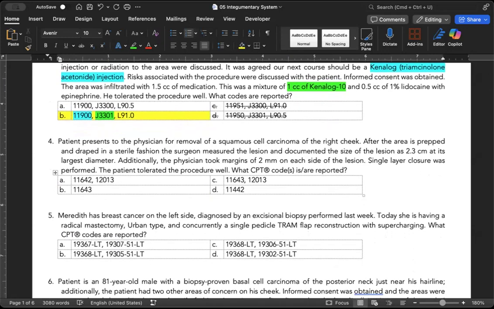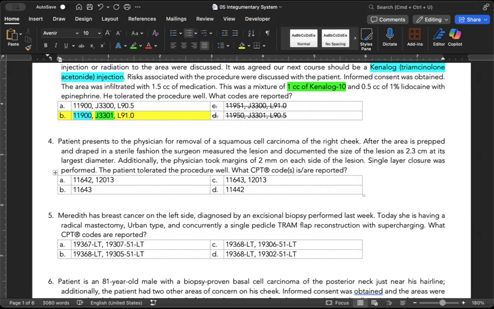Number 4, we've got patient presents to the physician for removal of squamous cell carcinoma of the right cheek. After the area is prepped and draped in sterile fashion, the surgeon measured the lesion and documented the size of the lesion is 2.3 centimeters at its largest diameter. Additionally, the physician took margins of 2 millimeters on each side of the lesion, and then a single layered closure is performed. The patient tolerated the procedure well.